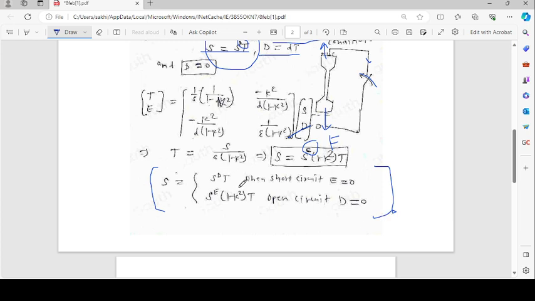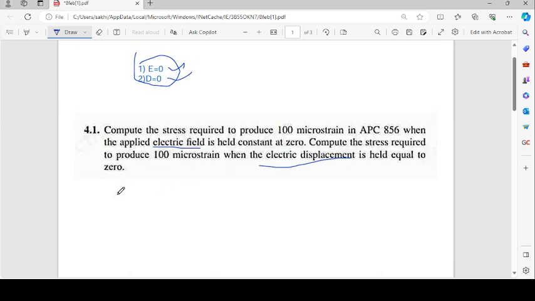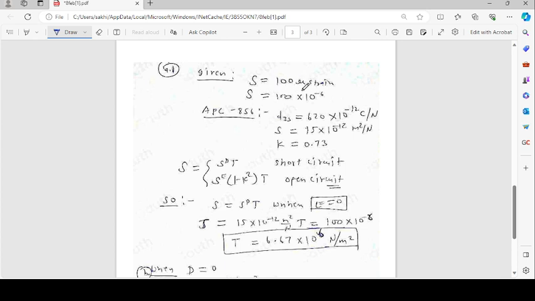So we use these two conditions to solve this particular question, right? What is given is the strain, and what is required is the stress, under the electric field and electric displacement boundary conditions. So let's see. The strain is given as 100 microstrain, meaning S equals 100 multiplied by 10 to the power minus 6.